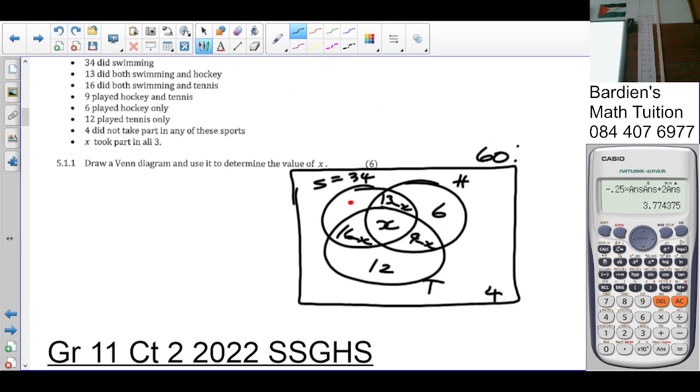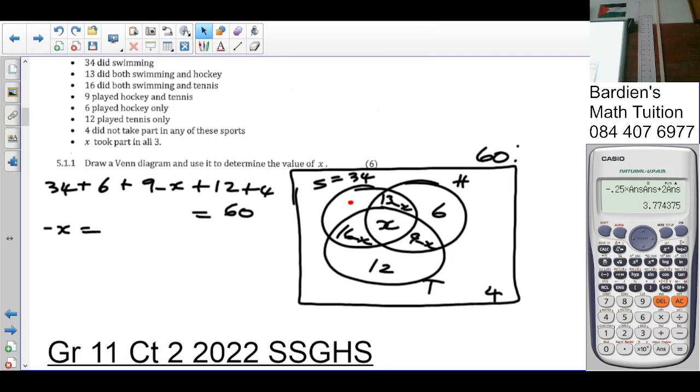So we'll say now 34 plus 6 plus 9 minus x plus 12 plus 4 adds up to 60. Right, so you get minus x is equal to 60 minus 34 minus 6 minus 9 minus 12 minus 4. It's minus 5. So therefore, x works out to be 5.